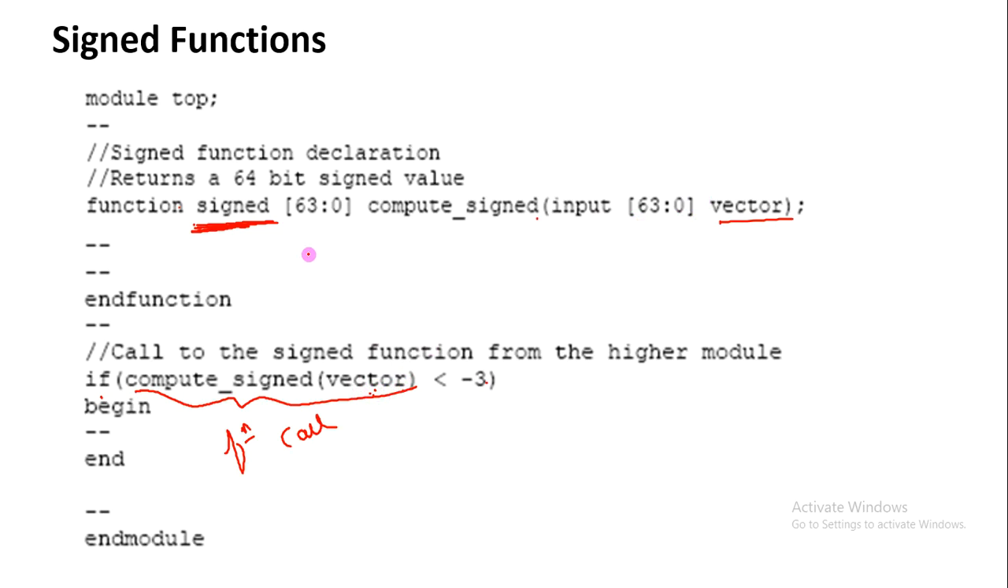That will compute the statements, keeping the sign in mind. Assume the return value is -60. Here -60 less than -3 is of course true, so the begin condition gets executed. If it returns -1 less than -3, that is false, it will come out of the loop, or else it may even be positive. So sign will be given importance if you write this particular signed. So this is the signed function.